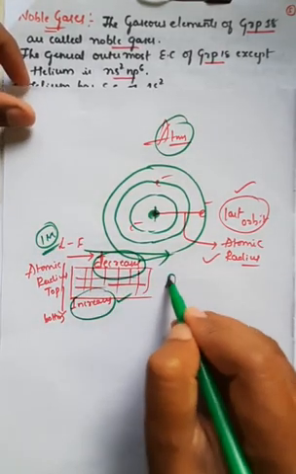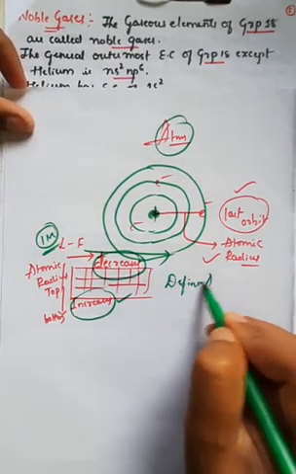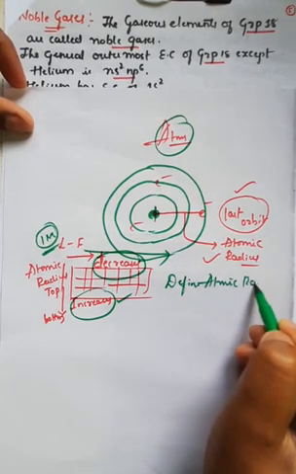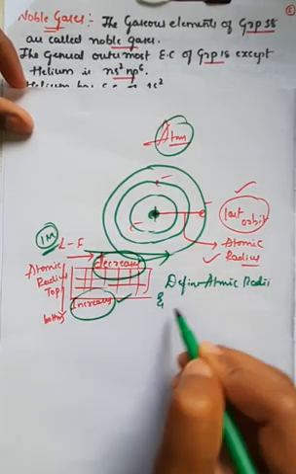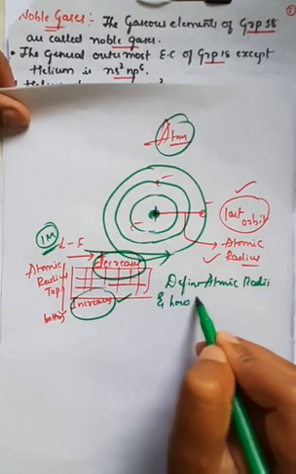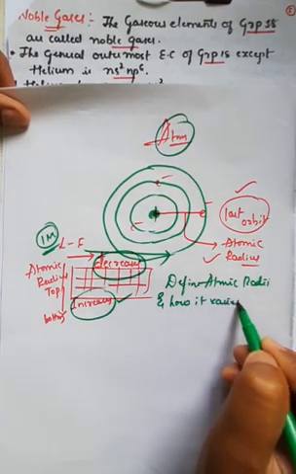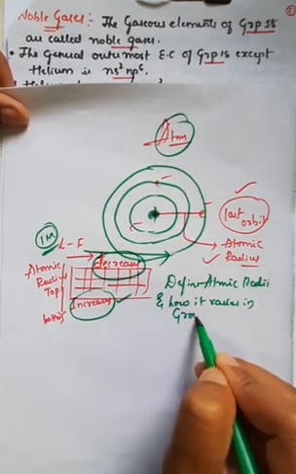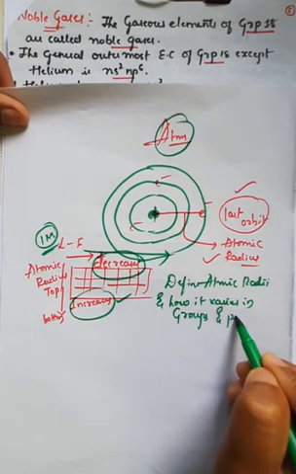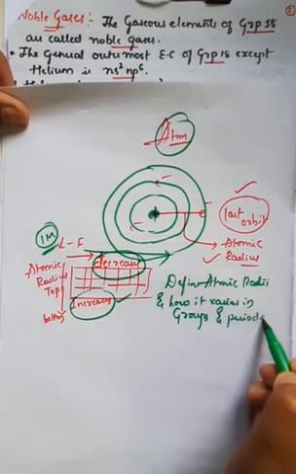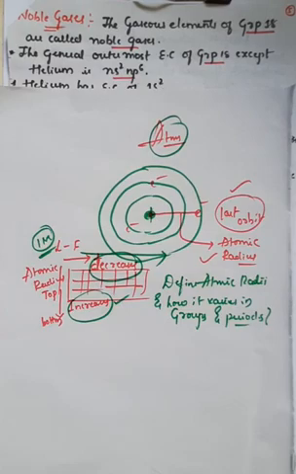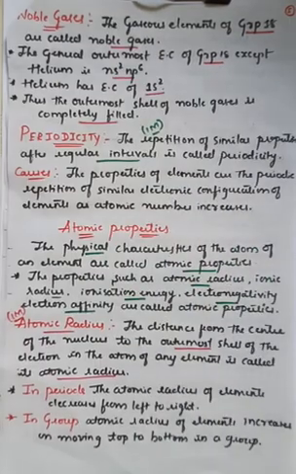The question may be: define atomic radii and how it varies in groups and periods, or how it can vary in the periodic table. They may ask for 1 mark, or they may ask for 2 marks, right?